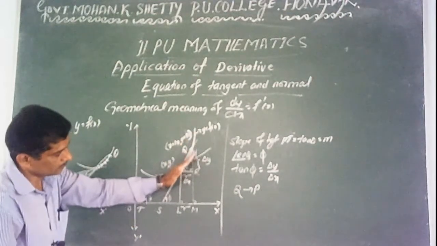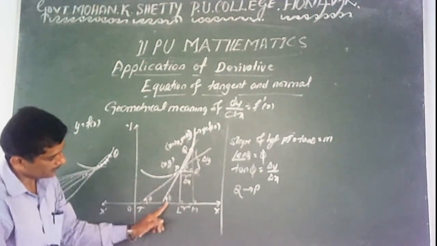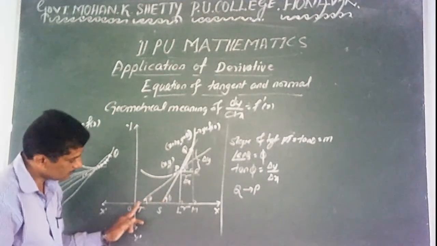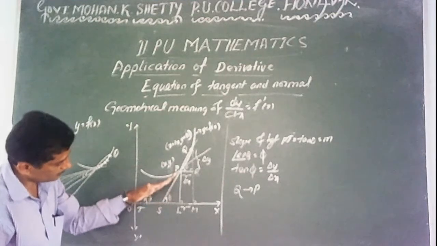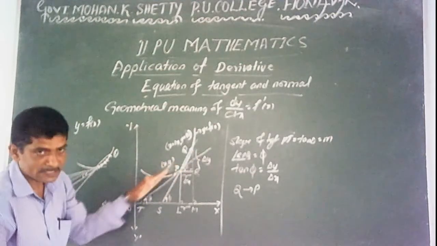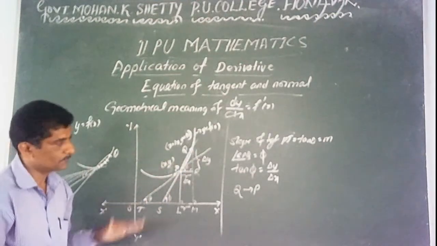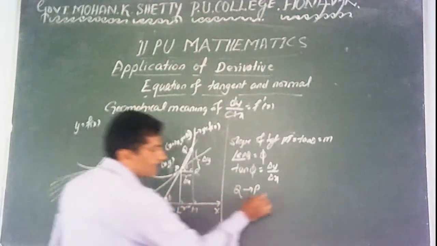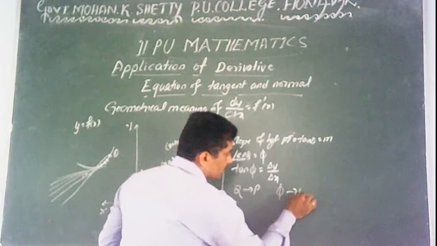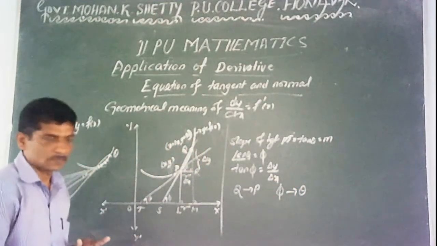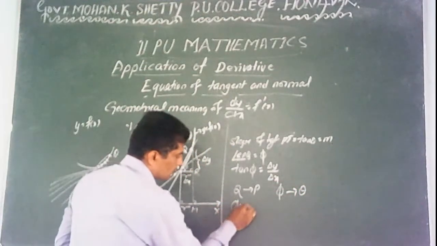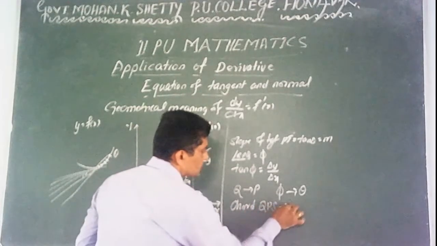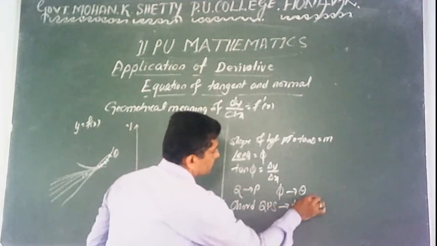This chord keeps changing like this. When Q tends to P, this S coincides with T, and it becomes a tangent. Is it clear? That means when Q tends to P, this angle psi tends to theta. Then the chord QPS tends to the tangent PT.